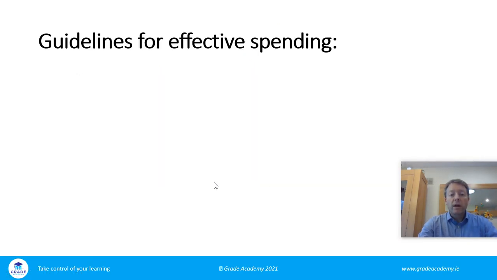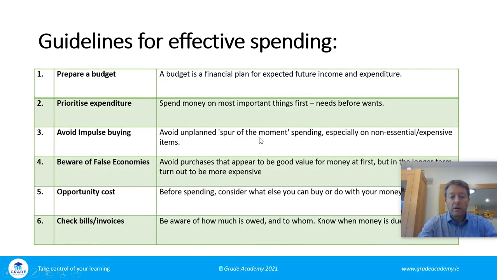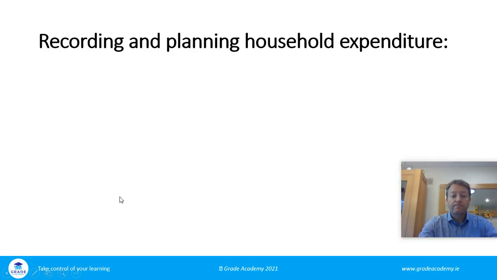Now, we need a few guidelines for effective spending. So I've prepared a little chart here. Make sure that you prepare a budget. Prioritise the expenditure, avoid impulse buying, be aware of false economies, make sure you know the difference between the financial cost and the opportunity cost, and check over bills and invoices.